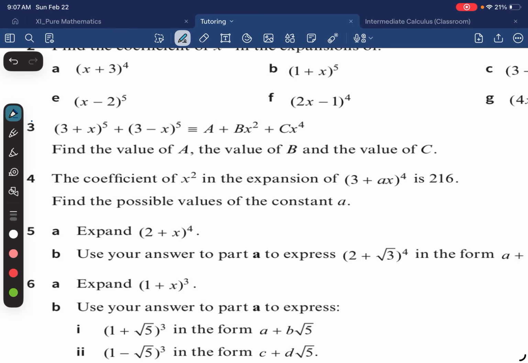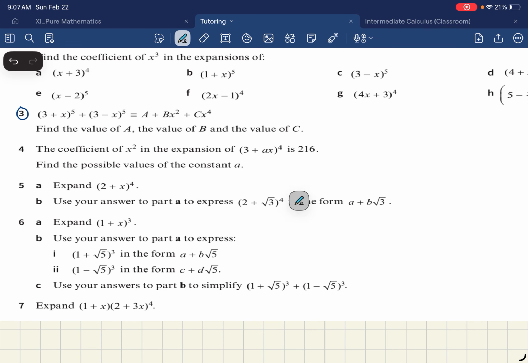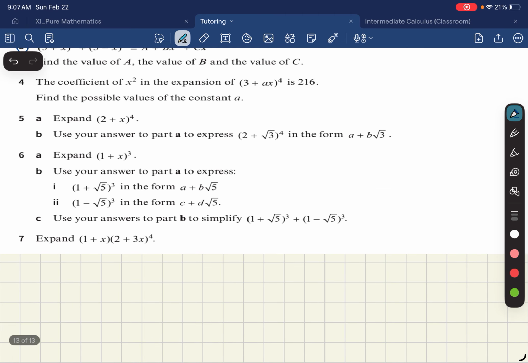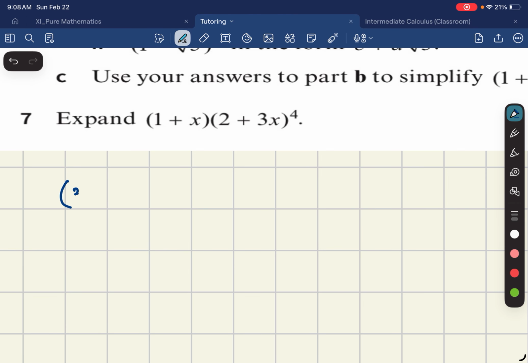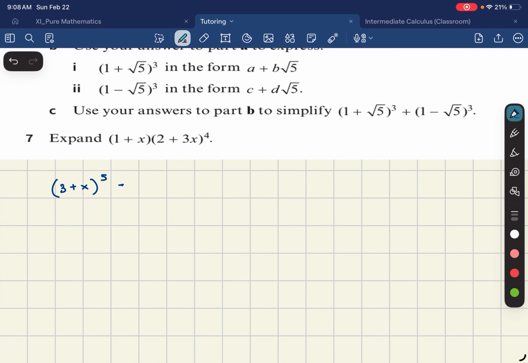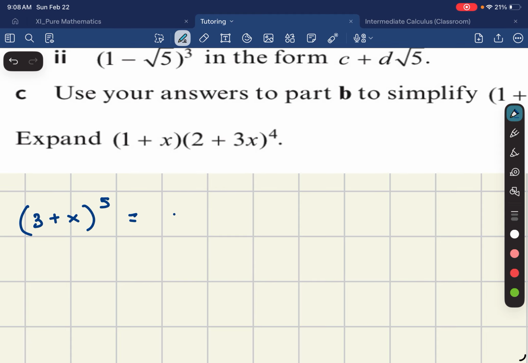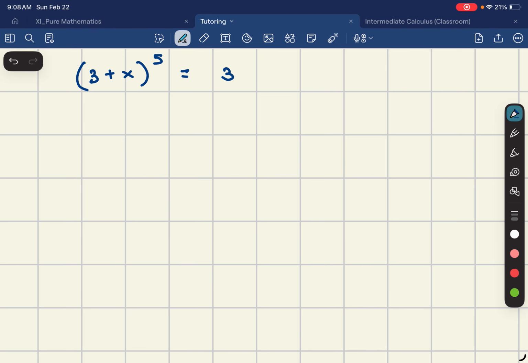So part C, part 3, it just says find the value of A, B, and C. So the value of A, B, and C, how do we do that? Well, you can expand everything, and that is the way to go. So I can expand 3 plus x to the power 5, right? I go to my Pascal's triangle, so I erase it, but I can always draw it again.